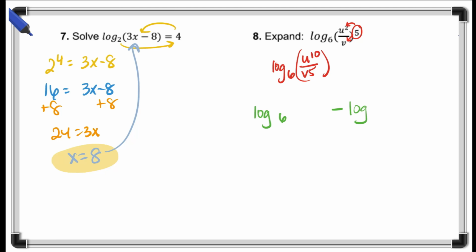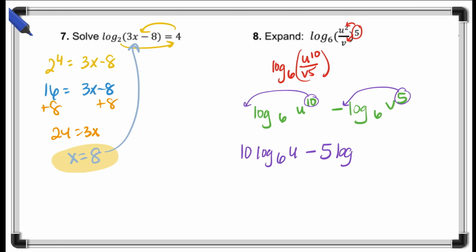So I have log base 6 of u to the 10th, and then log base 6 of v to the 5th. So what you do is you also need to make sure that your exponents will come to the front. So you have 10 log base 6 of u minus 5 log base 6 of v.